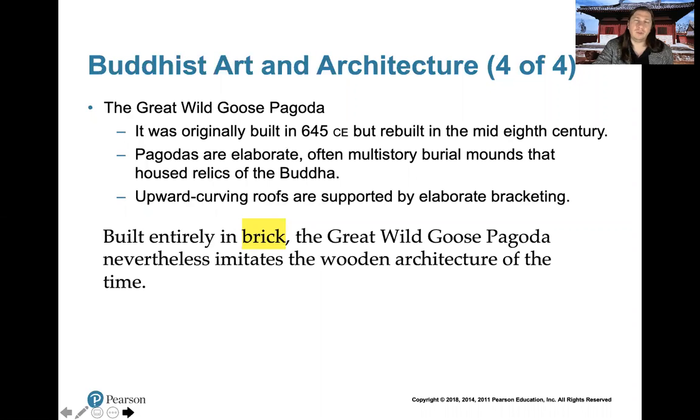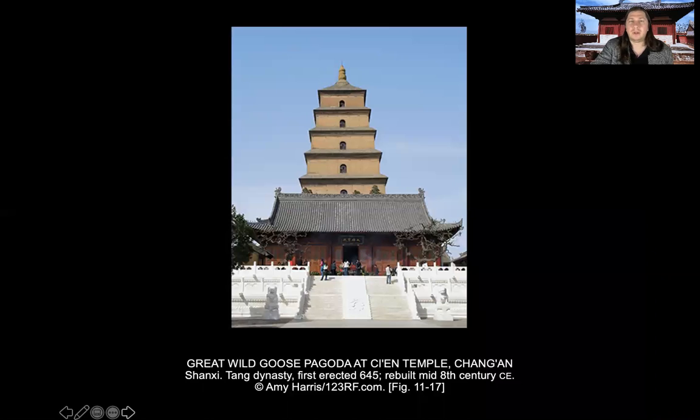The Great Wild Goose Pagoda, another pretty good example of Buddhist architecture from the period. It's basically a combination of the Han Watchtower and the Indian stupa, which is a type of Buddhist temple that we'll look at later in the semester. It's made entirely of brick. It's a quiz question. So it imitates a wooden building, but it's made of brick.